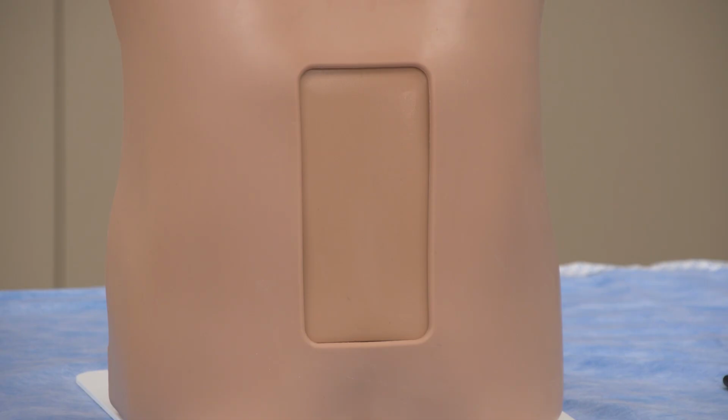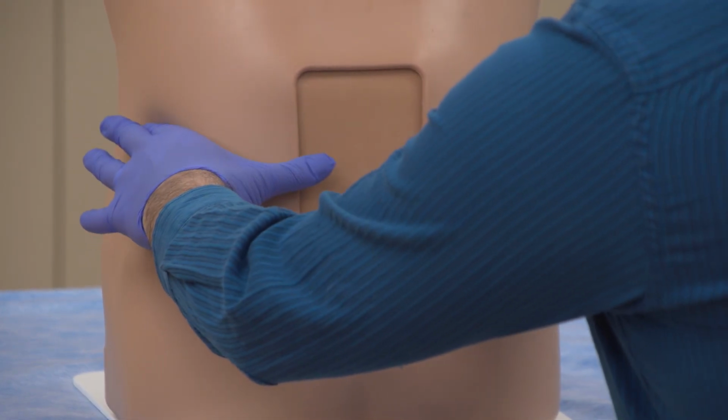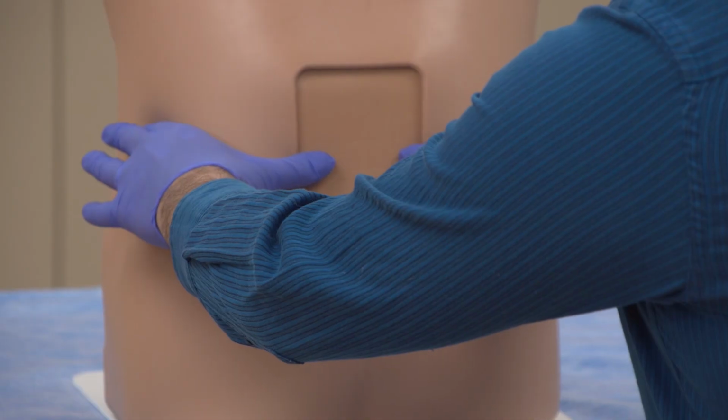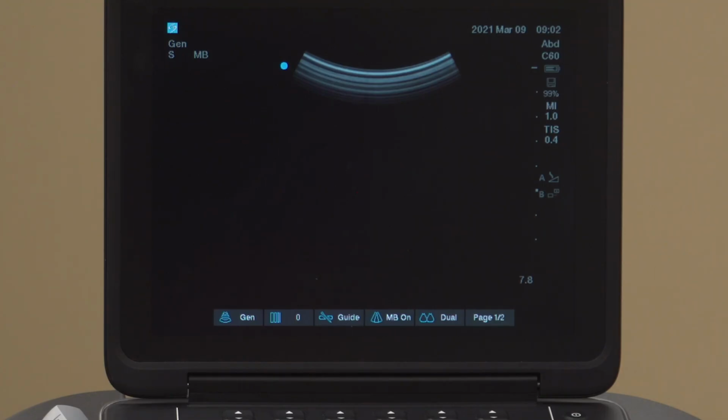Beginning with the classic landmark technique. Identify the superior iliac crests and draw an imaginary line between them. This line intersects the spine roughly at the level of L4, L5. Next, we will use the ultrasound for mapping the spine. Identify the indicator on your transducer and on the screen.